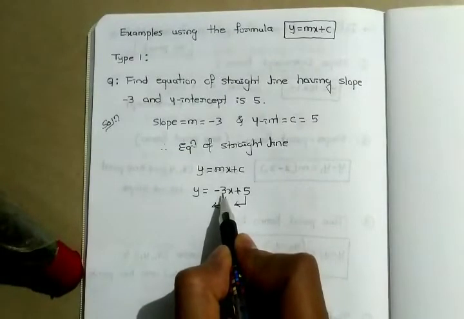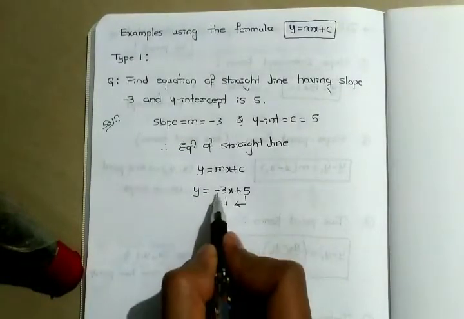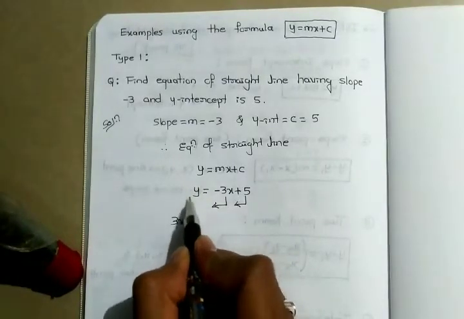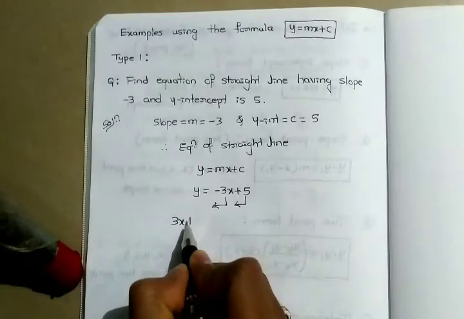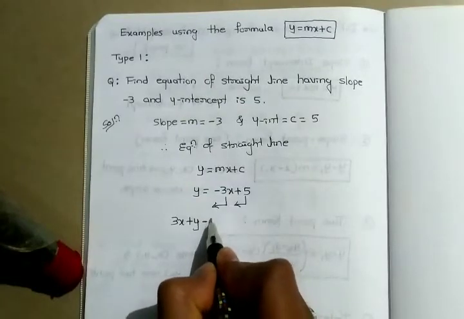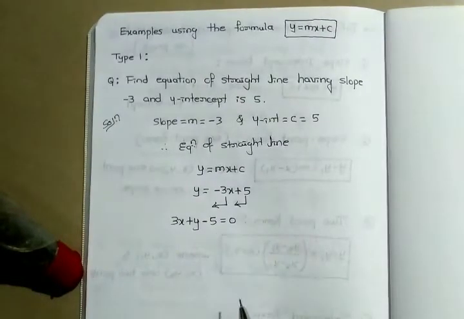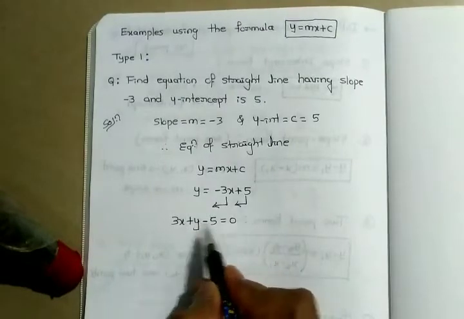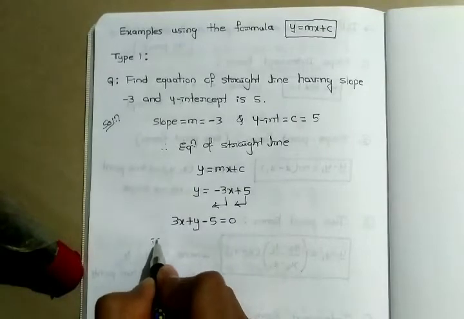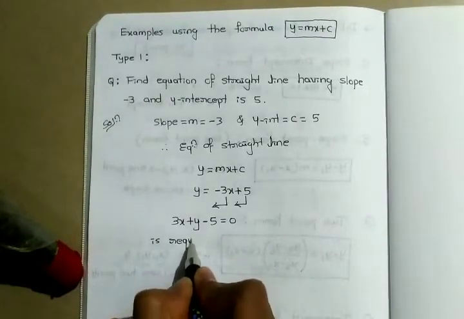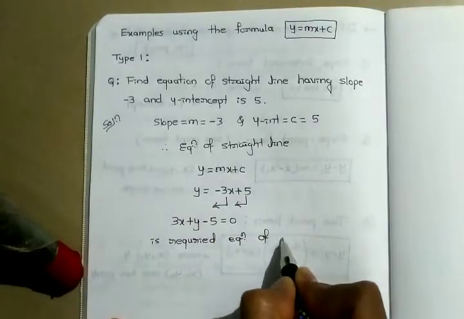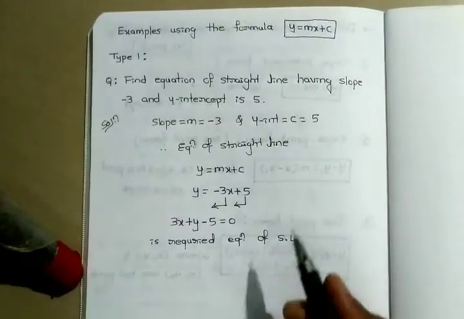So what will happen? If you shift -3x to the left hand side, -3x becomes +3x. Already +y is present on the left hand side. Keep that as it is, and shift +5 to the left hand side, +5 becomes -5, equals 0. See, now you got it in which form? ax plus by plus c equals 0. So this is the required equation of straight line.